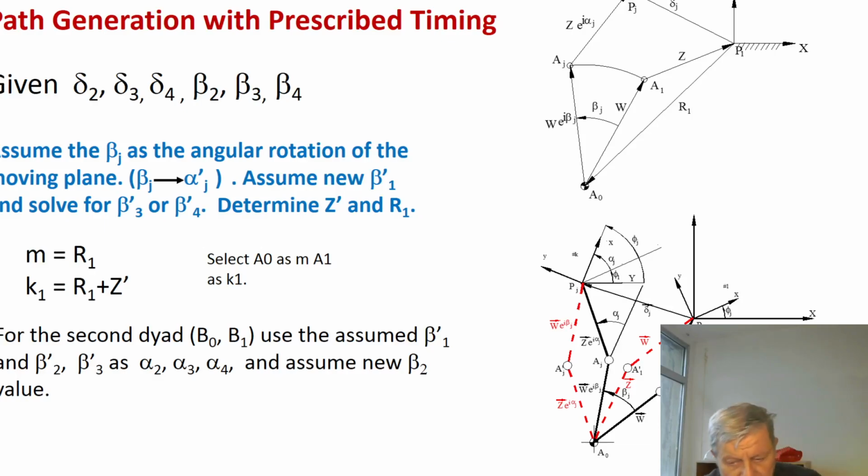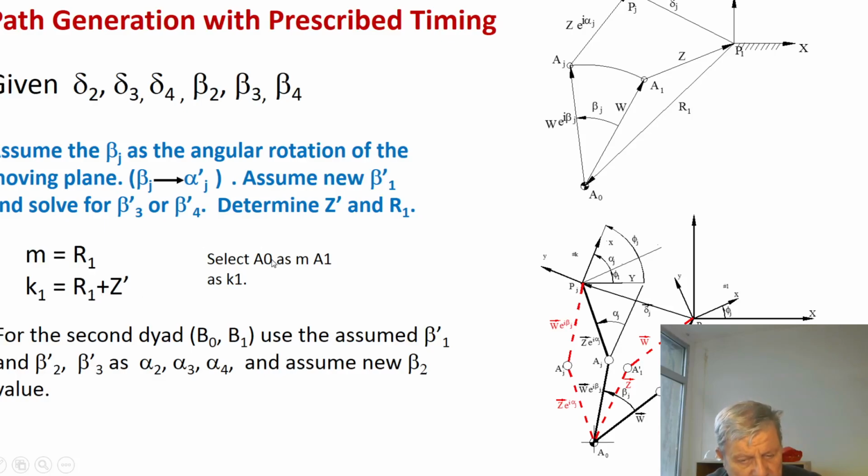Now, think of this parallelogram construction. In that case, what happens is the angular rotation of the moving link is beta 2 prime, beta 3 prime, beta 4 prime. Those are your new alpha values. The center point is given by the same R1 that you have determined. Because notice, in this parallelogram, A0 is fixed. M is R1. K1, instead of minus z over here, it is r1 plus z. Okay? R1 plus z gives us the location of the circle point. R1 plus z prime.